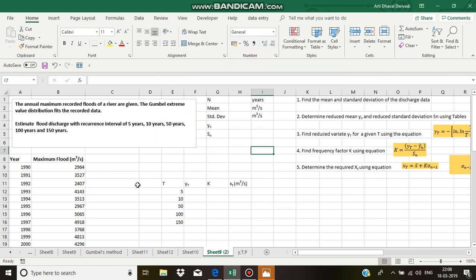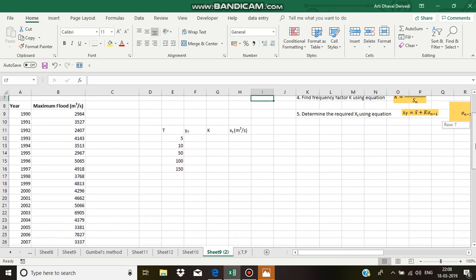The annual maximum recorded floods of a river are given. The Gumbel extreme value distribution fits the recorded data. Estimate the flood discharge with recurrence interval of 5, 10, 50, 100 and 150 years.